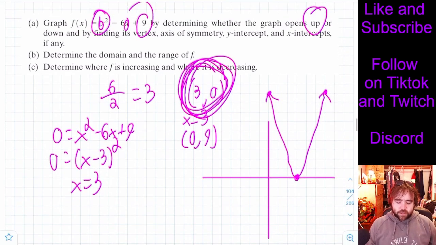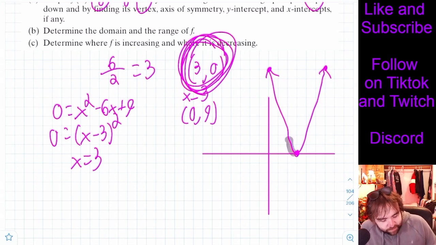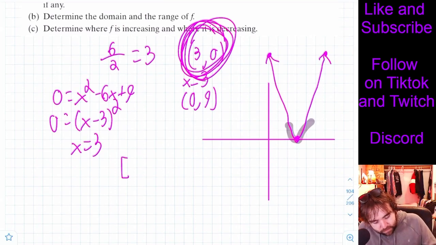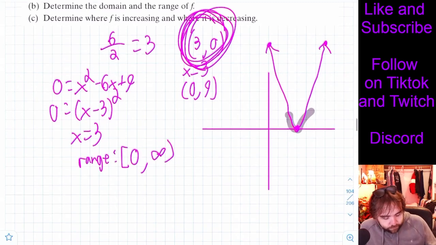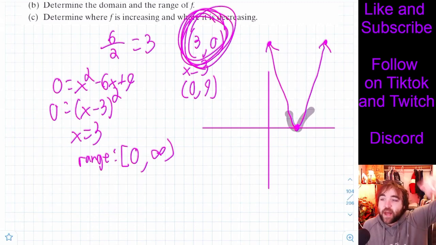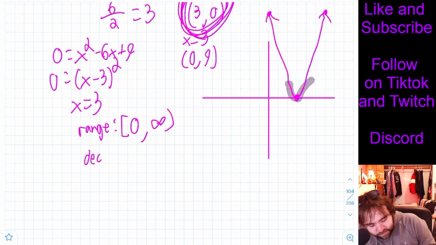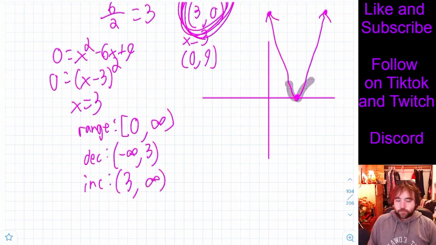So then the other question is just the domain. Like we said last time, the domain is all real numbers. The domain can be anything. The range, the possible y values. Well, look, this time there's a cap on how low it goes, right? Because it's opening upwards. So the range is anything starting at 0 up to infinity. Remember, the range is talking about the possible y values. And now when we talk about where it's increasing or decreasing, there we're talking about the x values. So it's decreasing from x equals negative infinity to x equals 3. And then it's increasing from x equals 3 to x equals positive infinity.